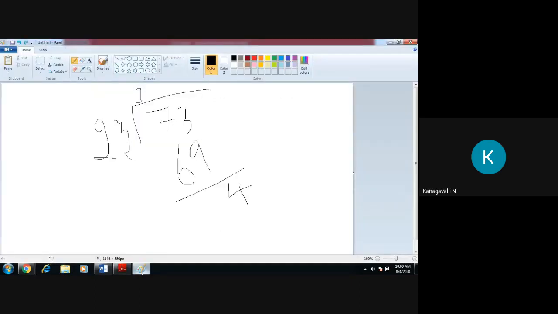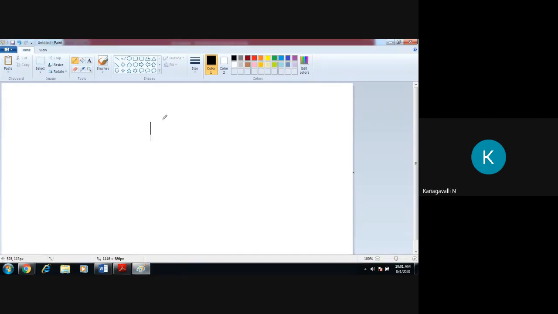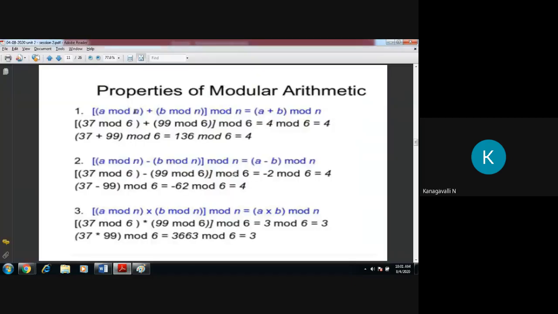4 is correct or not? Just to check. 136 mod 6, right? So 2 sixes are 12, remaining what? 16. Then again 2 sixes are 12. So your remainder is 4, right? At least take the remainder part, so you are clear. So check here, 136 mod 6 is 4, right?